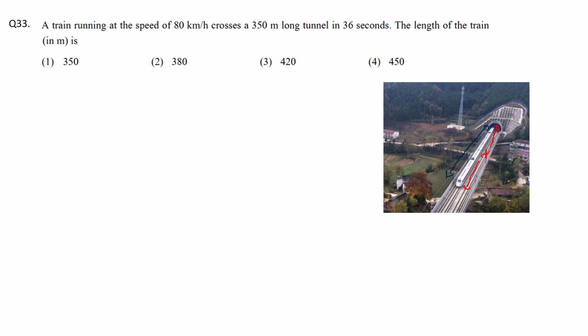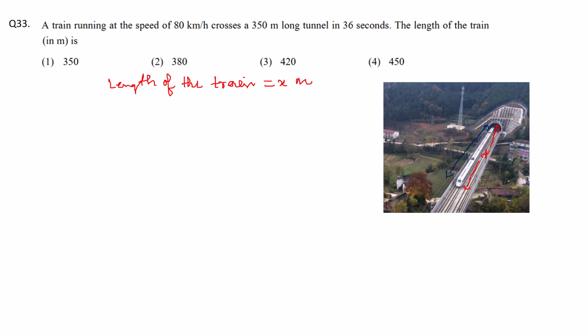If some part of the train is inside the tunnel, then we can't say it has crossed it. If all the part of the train is outside the tunnel, then we can say the train has completely crossed the tunnel, isn't it? So to completely cross the tunnel, the train has to cover a distance of 350 meter plus the length of the train. So I'm going to assume the length of the train as x meter.